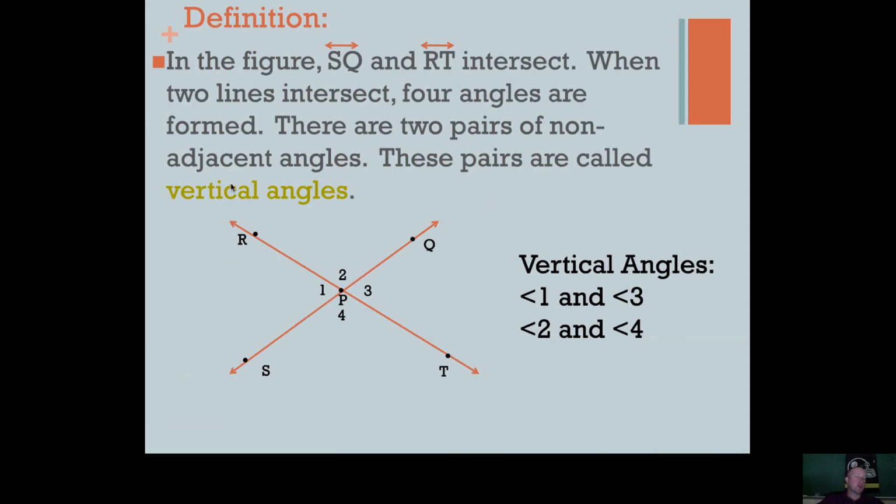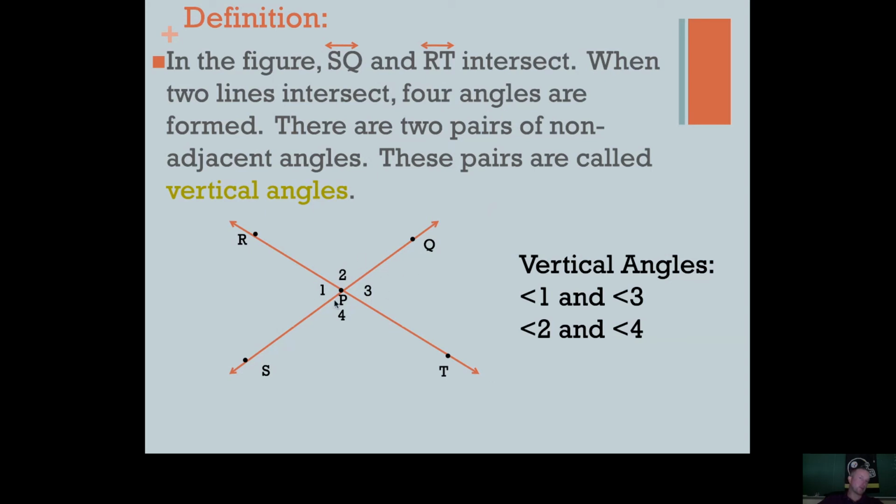This is a new type of angle pair. It's called vertical angles. It's when you have two lines that intersect, there's 4 angles that are formed. The angles that are not next to each other, the ones that are non-adjacent, those are called vertical angles. So angle 1 and angle 3 are vertical angles. Angle 2 and angle 4 are also vertical angles.